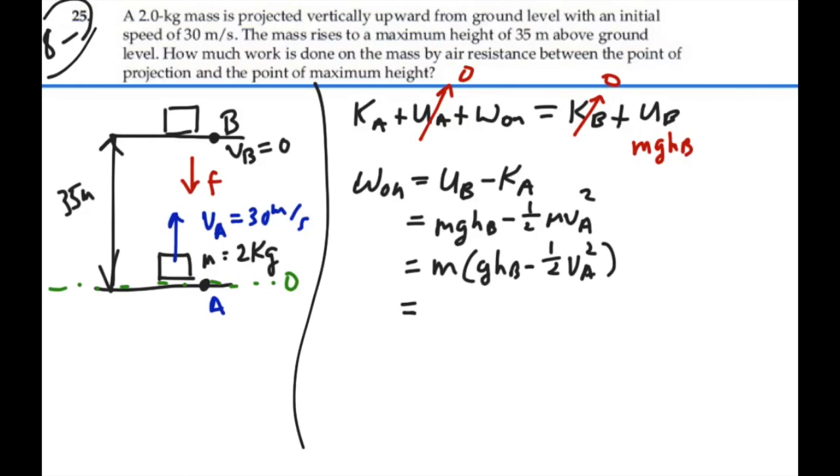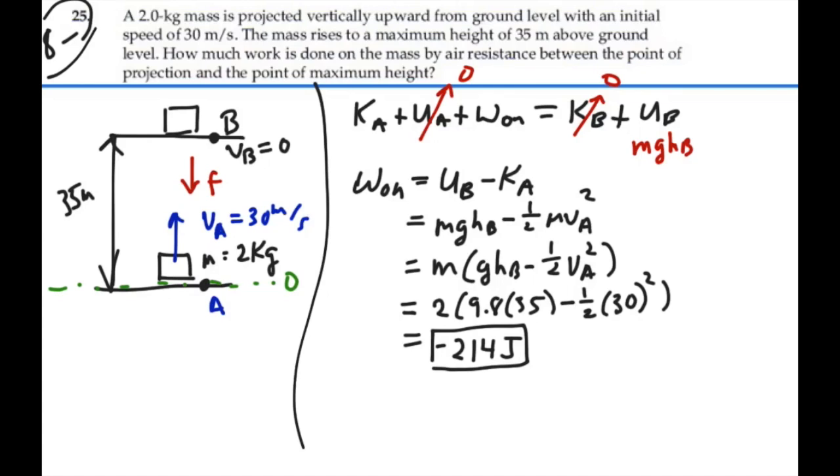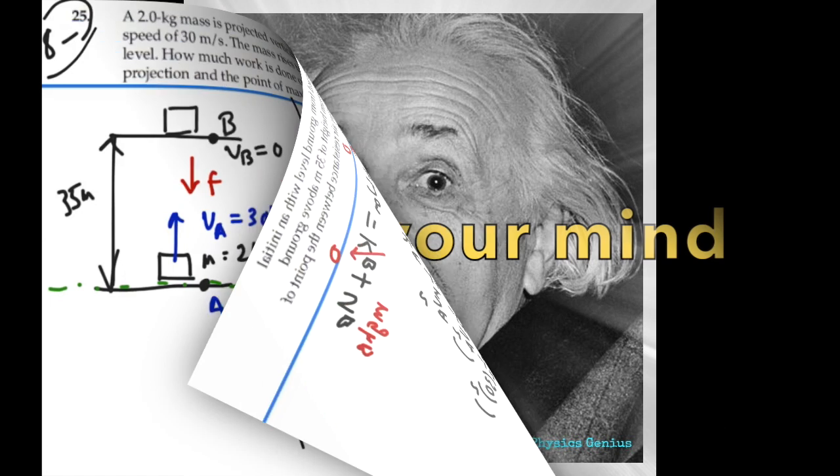And that's going to be 2 kilograms times 9.8 times the height at B, 35 meters, minus 1/2 times 30 meters per second squared. And this is equal to a negative 214 joules. So that is the work done along the way. That is the work done by air friction, a negative 214 joules. We really didn't have to know the force or the distance for that work, because we just find the full quantity using the one equation to rule them all.